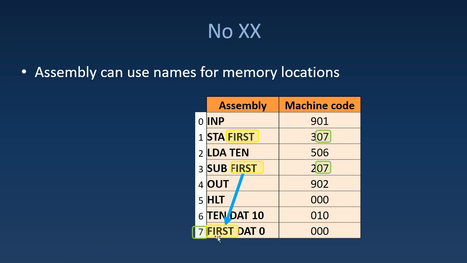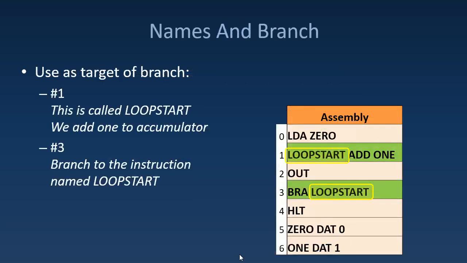We can label any line with an identifier. Now, certainly pieces of information, these storage locations, pretty much always are going to have an identifier. We can also use identifiers to identify the targets of branches. Right? So in this assembly code, we're going to load from address 0, which is going to bring a 0 into the accumulator. And then the next instruction says loop start add 1.